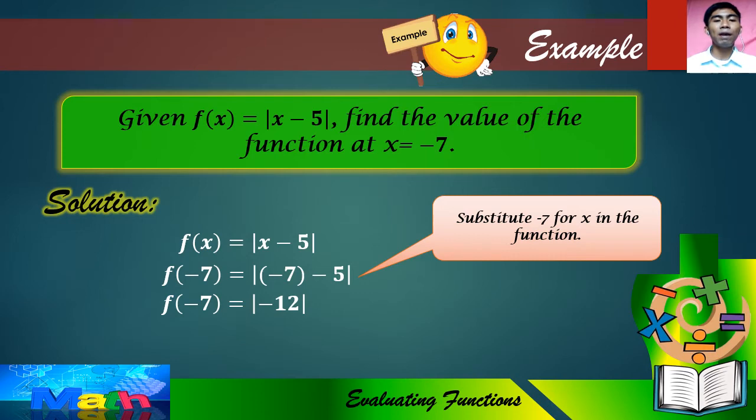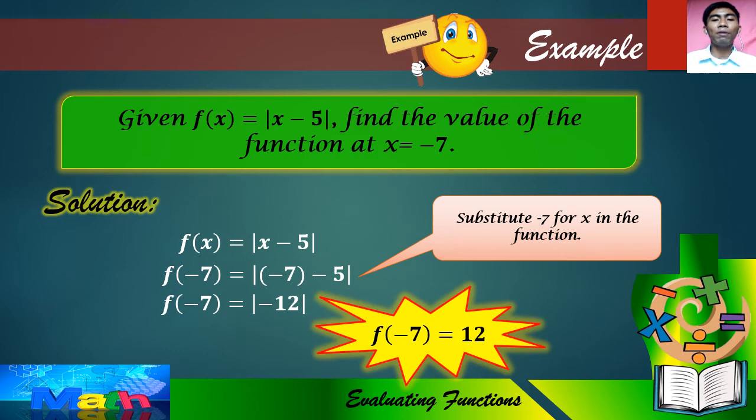F of negative 7 is equal to the absolute value of negative 12. And the absolute value of negative 12 is positive 12. Therefore, f of negative 7 is simply 12. So, ganyan lang kasimple or kadali ang pag-evaluate ng function.